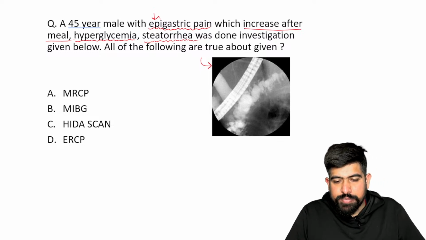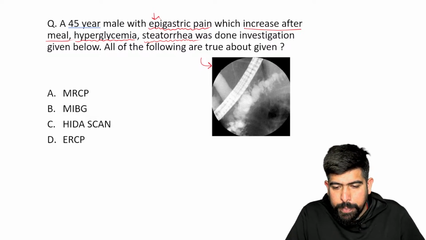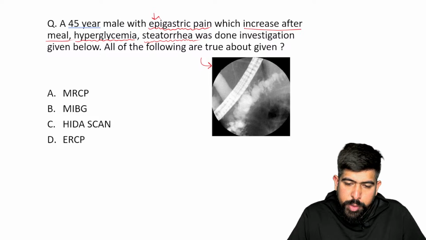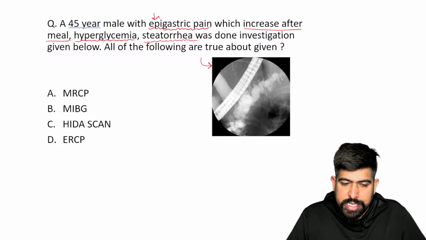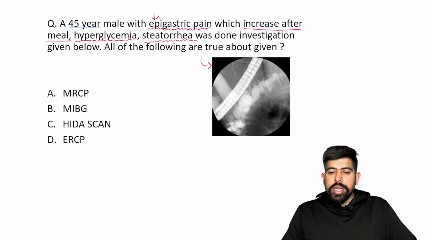Any ideas? The key features are also given to you. Yes, pneumoperitoneum was the last question. Yes, exactly. Pneumoperitoneum was the last question. Patient diagnosis, then we are done with the ERCP. I'm talking about this one.